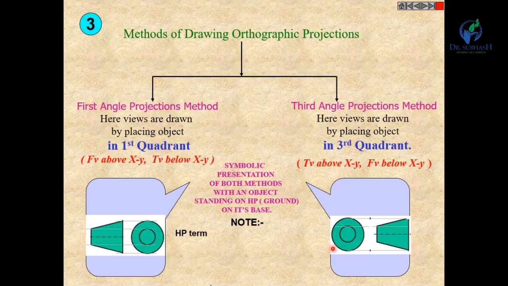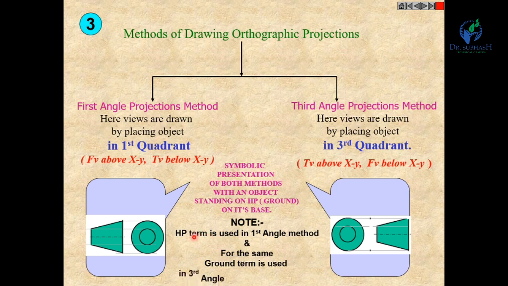So one more thing I would like to add is that the HP term, that is the horizontal plane term, is used in the first angle method, and for the same, the ground term is used in the third angle projection method. We will see in our next slide why this ground term is used in the third angle projection method.